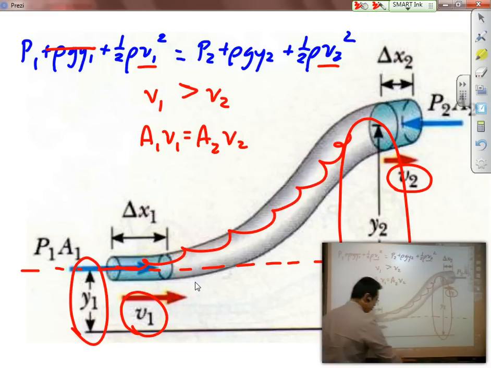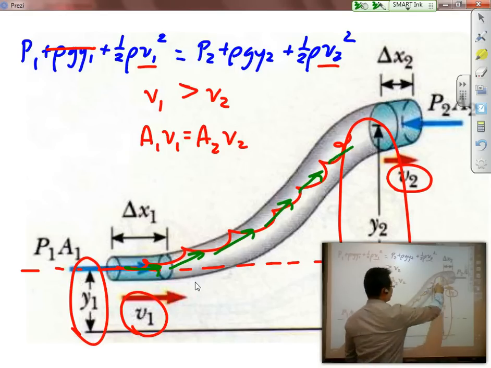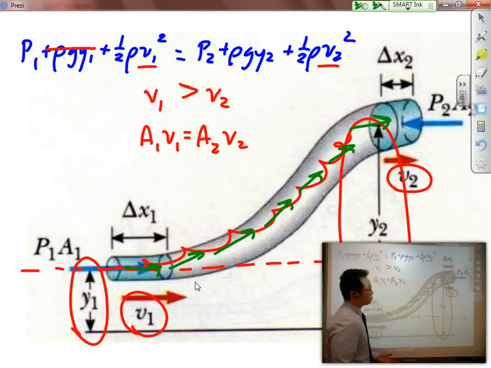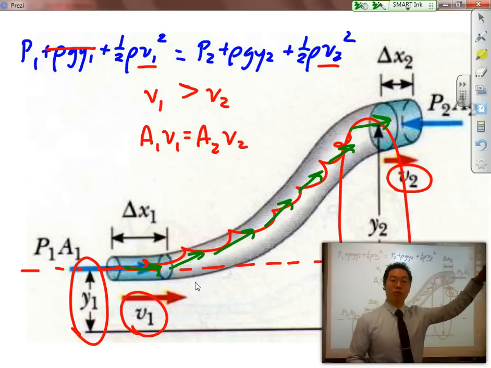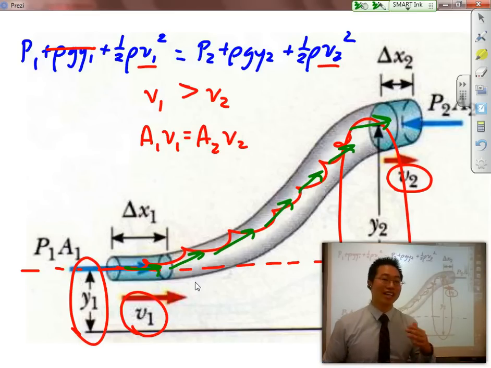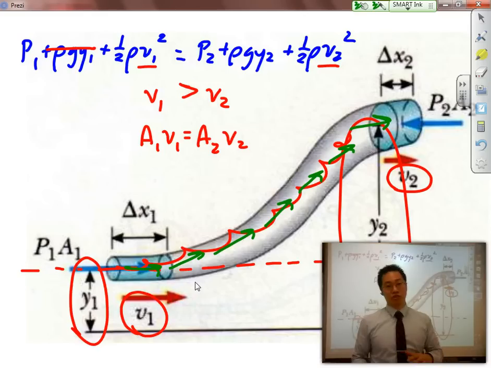So one water pushes the next, pushes the next, pushes the next. The fact is, the water can't slow down because there's always something behind pushing it along. So as it goes up, if the pipe radius did not change, the speed would not change, but the pressure would. And we'll start talking about pressure as well.